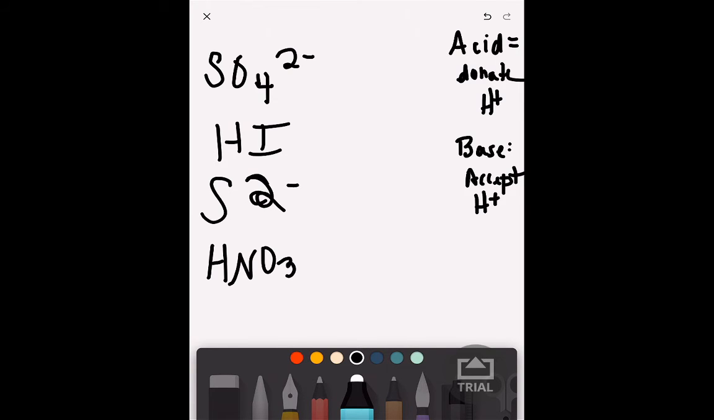When we look at this first one here, it doesn't have any hydrogen ions to donate, so it cannot be an acid. It has to be a base. And since it is a base, we know it's going to accept a hydrogen ion. Now notice, since it's 2 negative, it could accept up to 2 hydrogen ions. So HSO4 minus, because it accepted a hydrogen ion, becomes less negative because it accepted a positive, so that's minus 1. So this would be the conjugate acid. If this is the base, this is the conjugate acid.